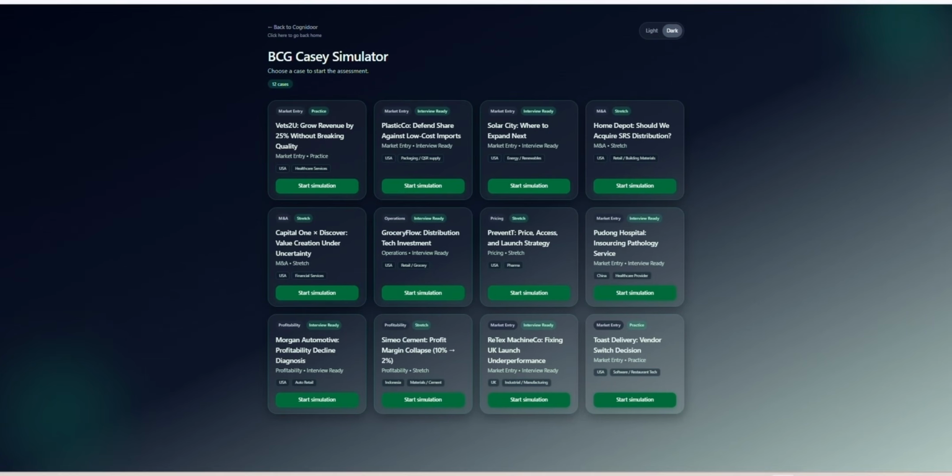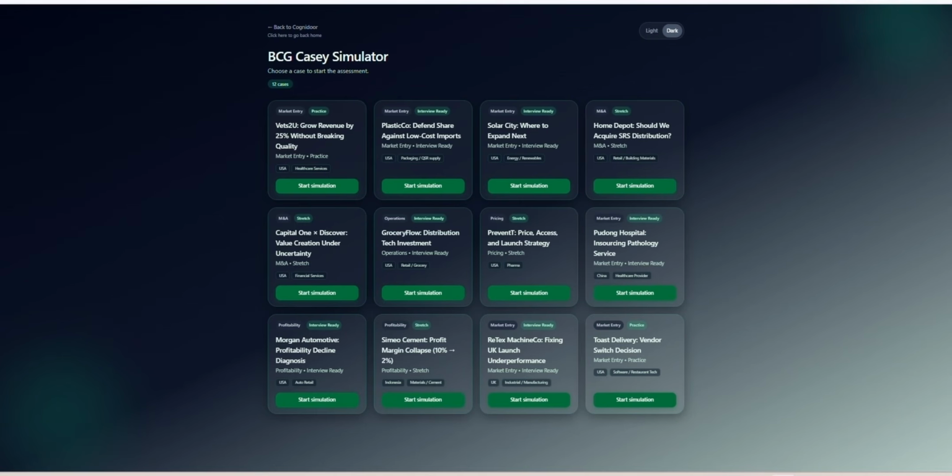Because the way to do well in Casey is not to try and be sophisticated and quick. It's to understand the rhythm of the assessment, what the question is really asking, what evidence matters most, what the trap answers are, and how to stay concise and accurate from start to finish. So in this video, we're going to walk you through one real Casey flow, step by step, using the Morgan Automotive case inside Cognidoor. We'll go from the case intro all the way through to the final recommendation.